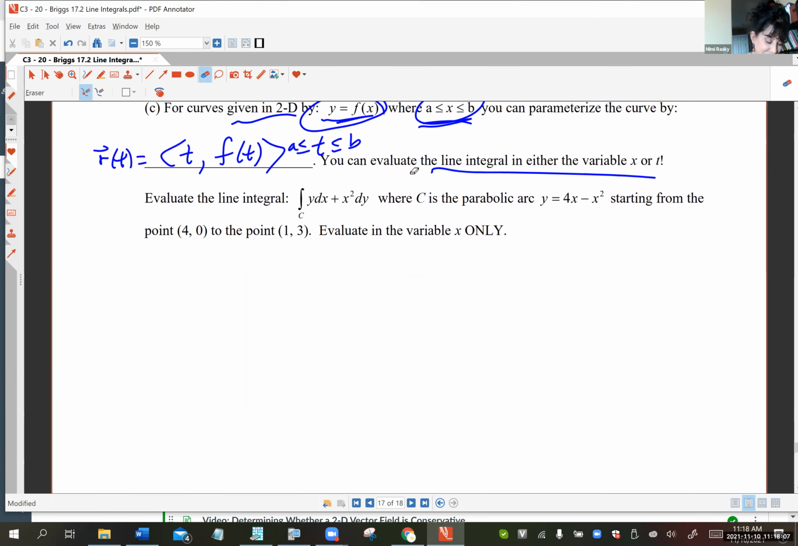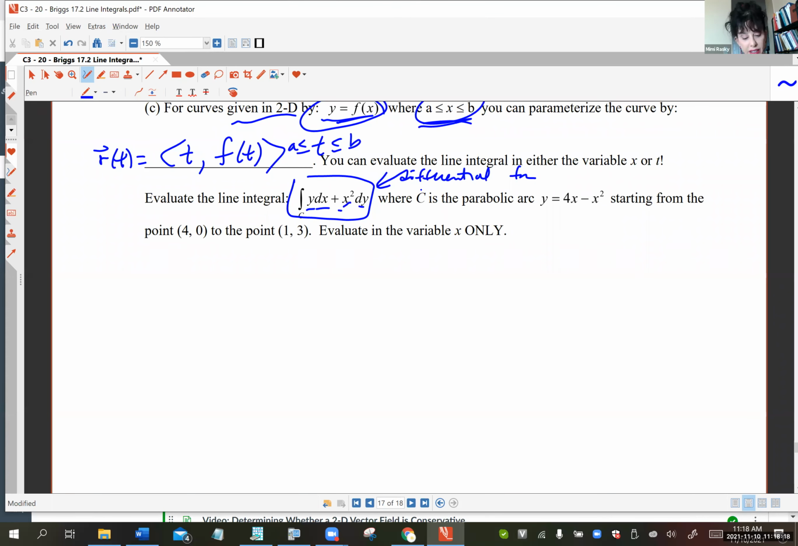So they're giving us a line integral to go do, and this is differential form. Well, how do I know? Because that has that flavor. It's got something times dx plus something else times dy. So that's the M dx plus N dy flavor. That's differential form. Now, the curve is given by a parabolic arc. That's just part of a parabola, starting at the point 4, 0, and going to the point 1, 3.